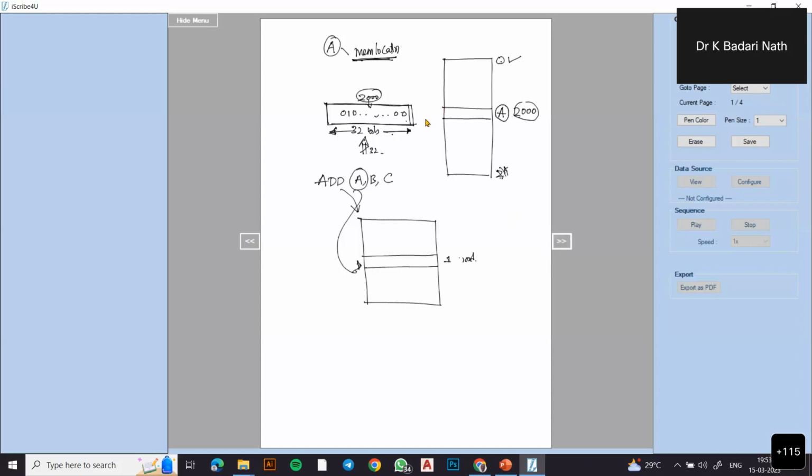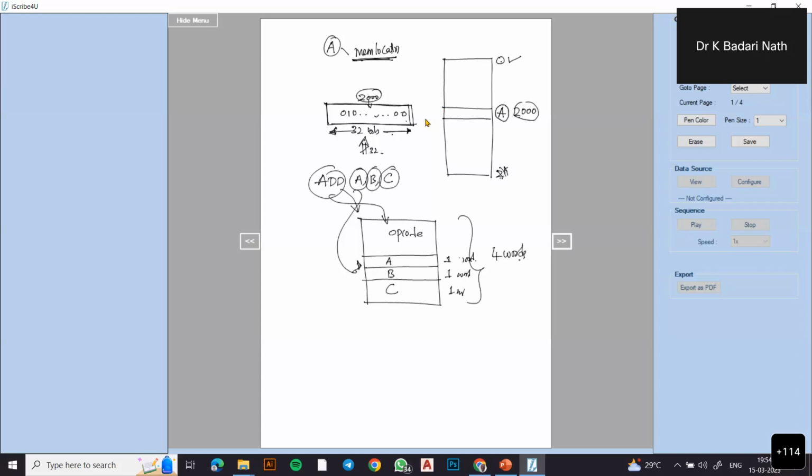Yes, sir. Audible, sir. So one word I can represent A. Similarly, to represent B, I require another word. To represent C, I require another word. Next, one more word I require for representing the meaning of the add instruction, that is called the opcode, and some other information. That means that 4 words are required.